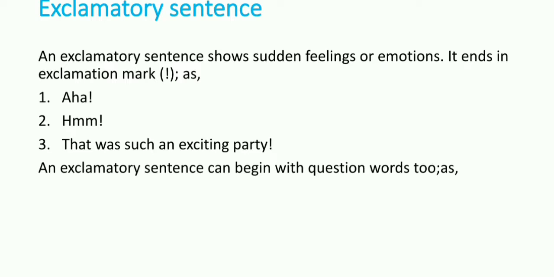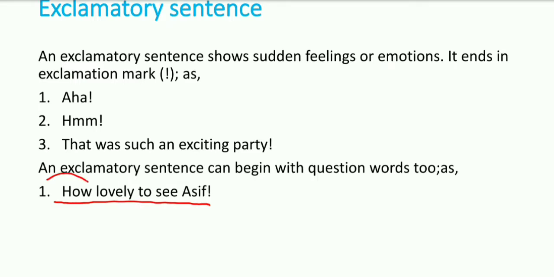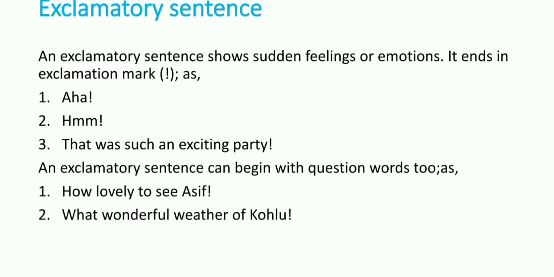Now here we have the example: "How lovely to see Asif!" How lovely. So "how" is the question word and it is starting the sentence, but it is not creating the sense of interrogation or question. So keep in mind that an exclamatory sentence can also begin with the question words. And we have the next example: "What wonderful weather of Kohlu!" What wonderful weather. So now we have the question word "what" here, which is also a part of an exclamation.